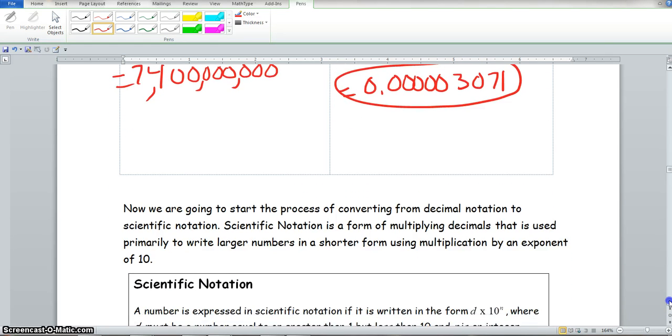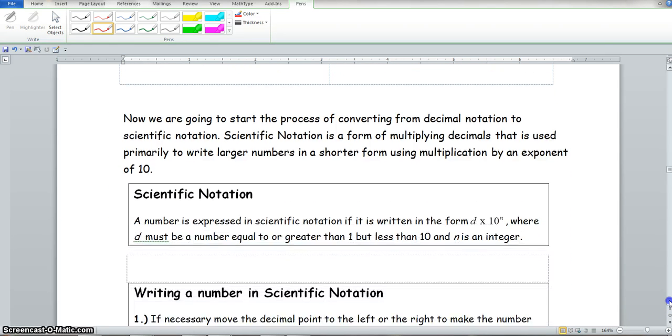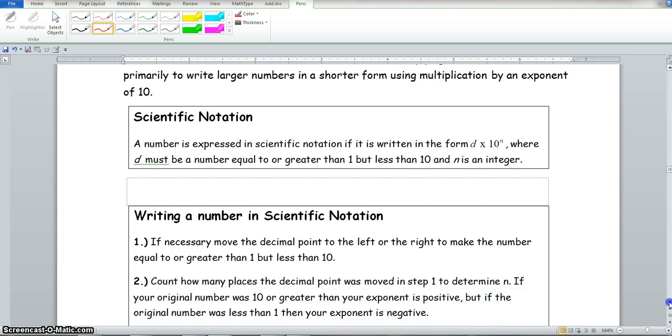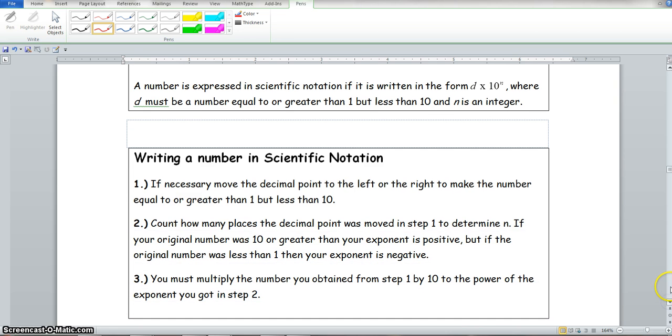Now we are going to start the process of converting from decimal notation to scientific notation. Scientific notation is a form of multiplying decimals that's used primarily to write larger numbers in a shorter form using multiplication by an exponent of 10. A number is expressed in scientific notation if it is written in the form d times 10 to the n power, where d must be a number equal to or greater than 1, but less than 10, and n is an integer.